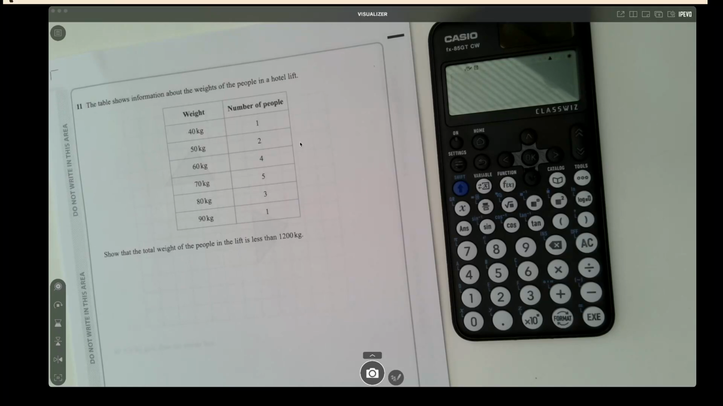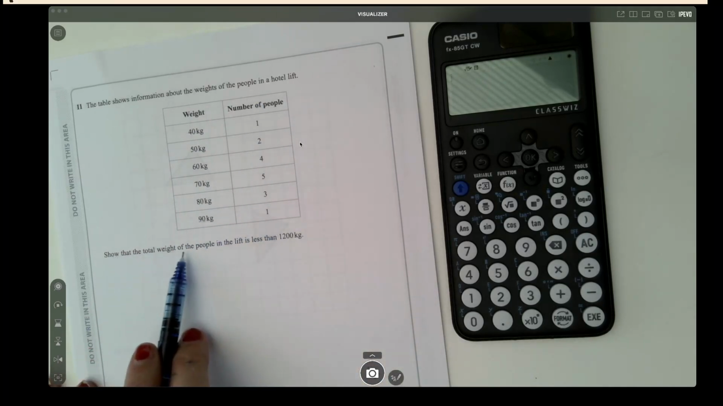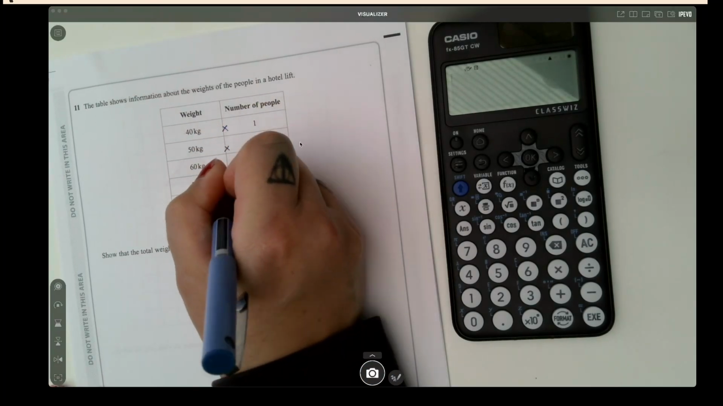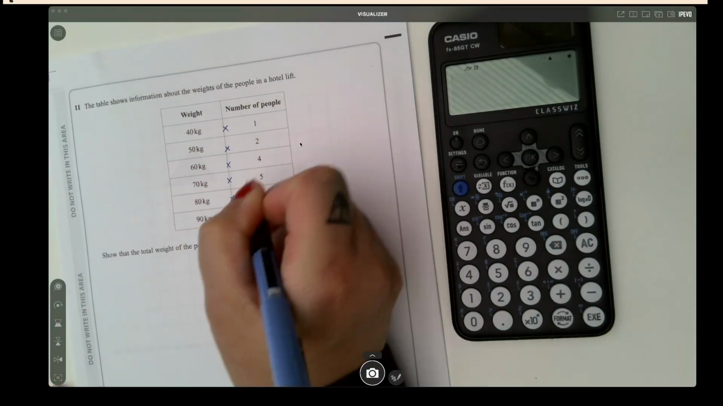Question 11. The table shows information about the weights of the people in a hotel lift. So we have their weight and the number of people that were at that weight. Show that the total weight of the people in the lift is less than 1,200 kilograms. So let's find the total weight. So I'm going to multiply across here.